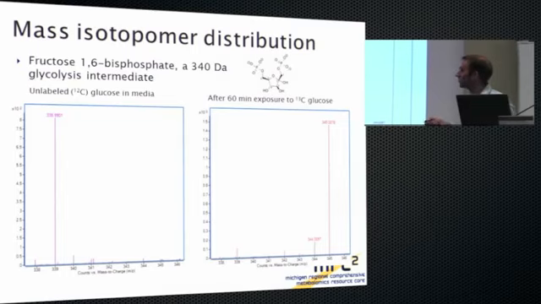This is negative ion mode, so we lose a proton. So a 340 Dalton metabolite shows up at a mass of roughly 339 Daltons. After 60 minutes exposure to 13C glucose, we have a little bit of it left, but almost all of it has transitioned over to the 6-carbon labeled fructose bisphosphate. So we have fully 13C labeled fructose bisphosphate. If we looked at earlier time points, we might have seen that transition, and we might be able to assess how rapidly that pool is turning over.